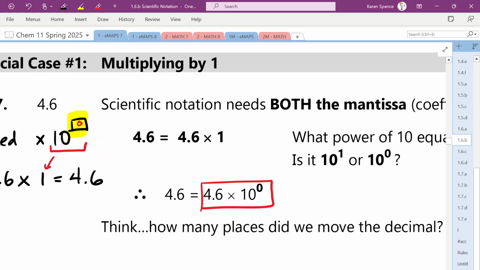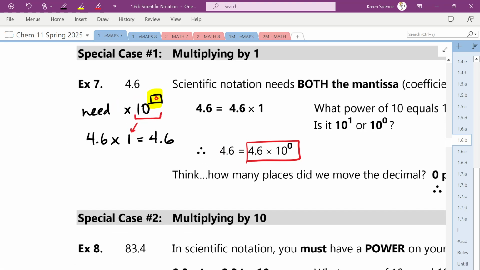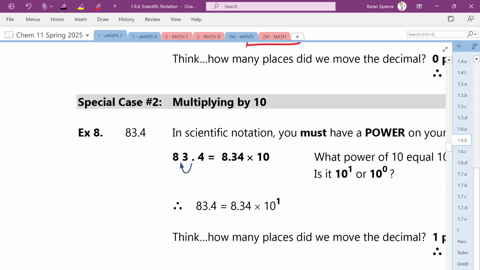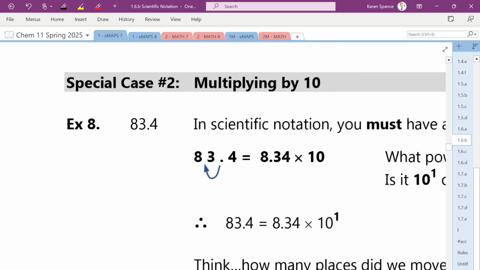So if you want to write 4.6 in scientific notation, it is going to be 4.6 times 10 to the 0. How many places did we move the decimal? 0. Right? So that should make sense. We moved it no places, so it is, in fact, 0. Sometimes people get messed up by this one also, and I'm not quite sure why, but I'm going to go over it just in case.